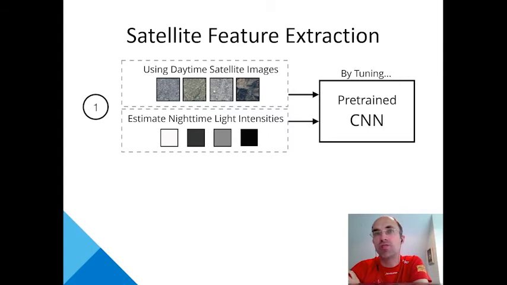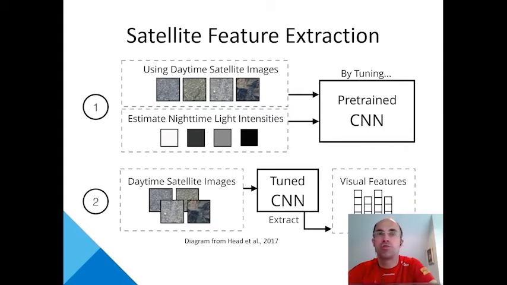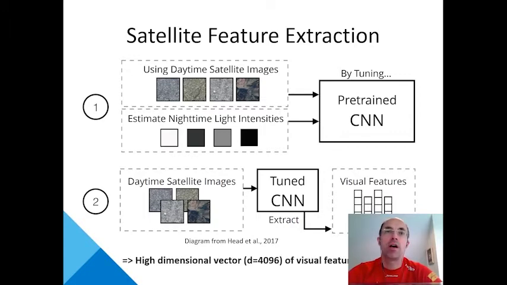How do we extract features from this? Here we're not innovating. We're just using existing work that uses networks fine-tuned on estimating nighttime light intensity. So for this, I would just point you to the reference. Main point here is that in the end, we have a high-dimensional representation of about 4,000 dimensions for any given location.